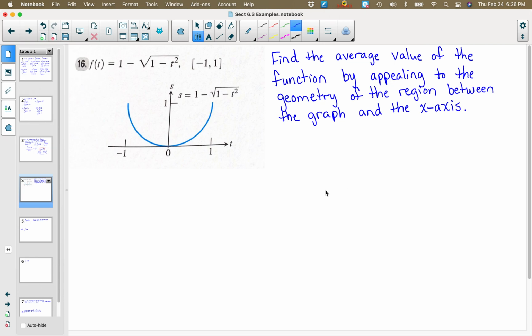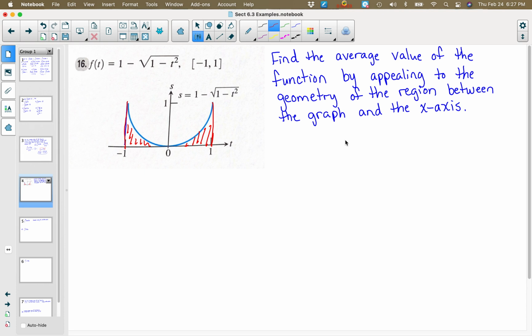So on number 16, we're given this function f of t equals 1 minus the square root of 1 minus t squared. We're told the interval from -1 to 1, and we're asked to find the average value of the function, but not by using technology or antiderivatives, but by appealing to the geometry of the region between the graph and the x-axis. So this is the function that you see in blue, and remember, when we integrate, we're going to end up finding, let me change colors here, this area here.